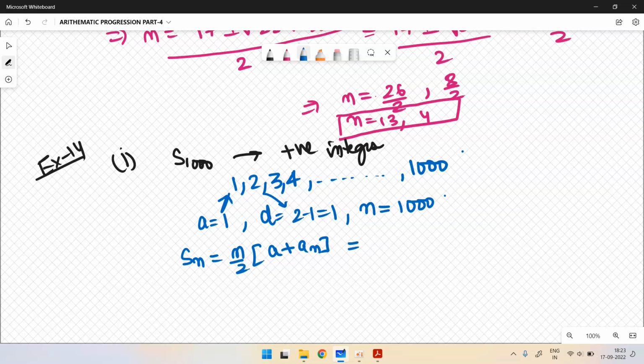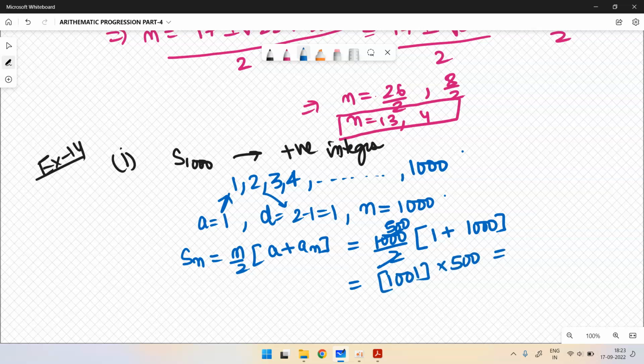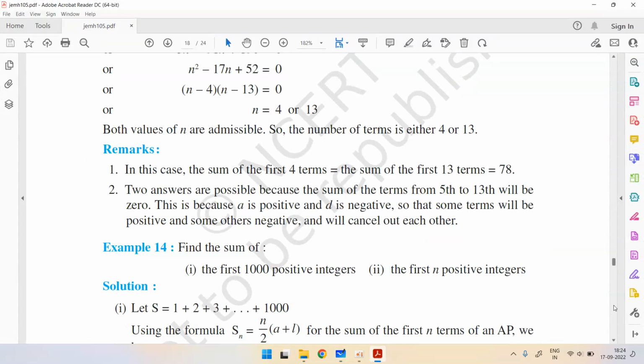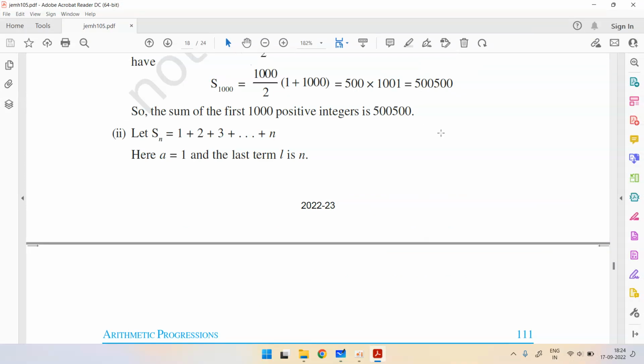The value of n is going to be 1000, so 1000 by 2, into a, which is 1, plus the nth term, which is 1000. So this is nothing but 500 into 1001, which is 500500. This is the answer.